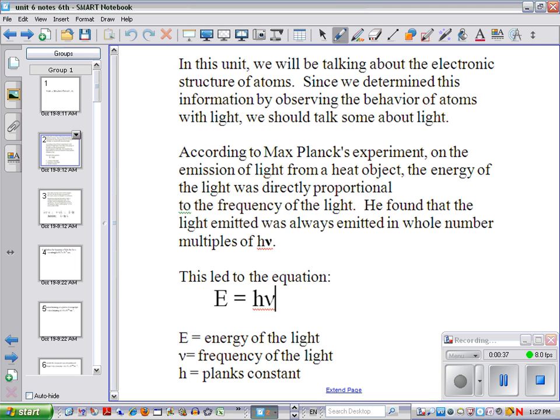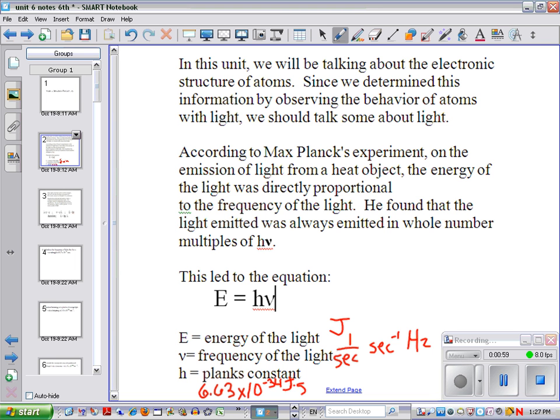Energy has the units joules. Frequency has the units 1/second, which you can also see written as per second or as hertz. And then Planck's constant, which is equal to 6.63 times 10 to the negative 34th joules times second.